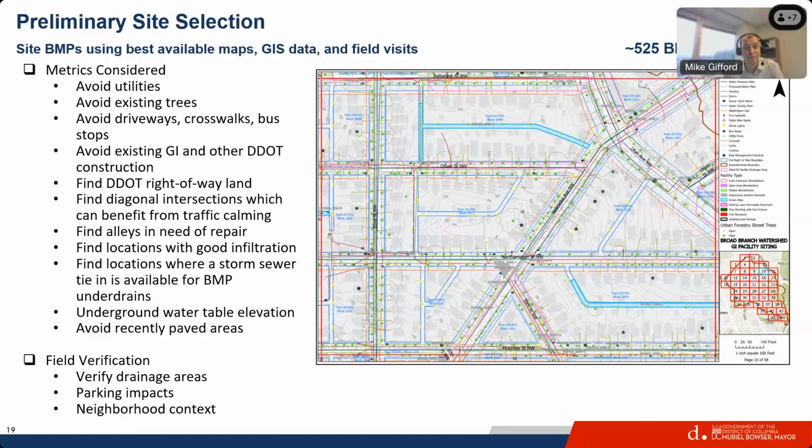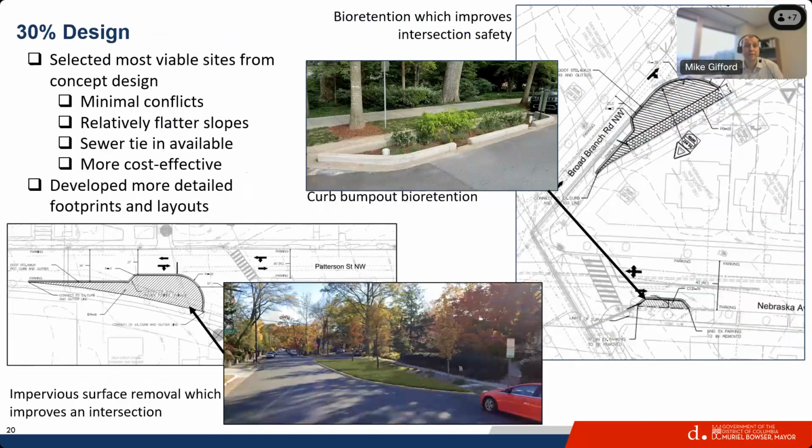With that, we removed some sites at that level and then continued to move forward with our initial site selection, where we had the approximately 525 sites. For 30%, we then took those sites and, as mentioned, narrowed them down further. It was based off of the feedback that we received from that first public meeting, as well as the additional information that we got. We had additional coordination with the utilities, and then started to look at some of the other aspects as we worked to refine the design.